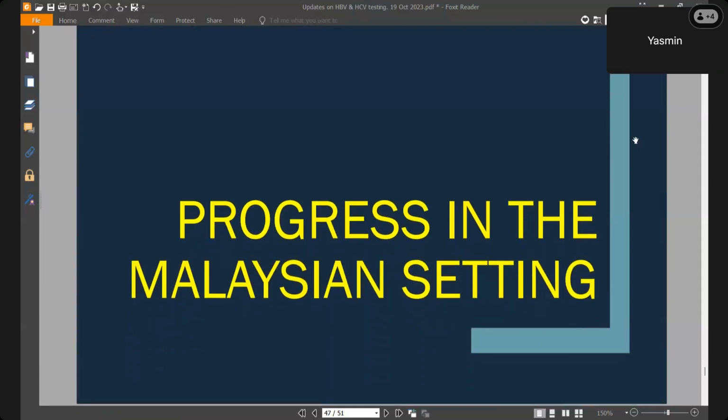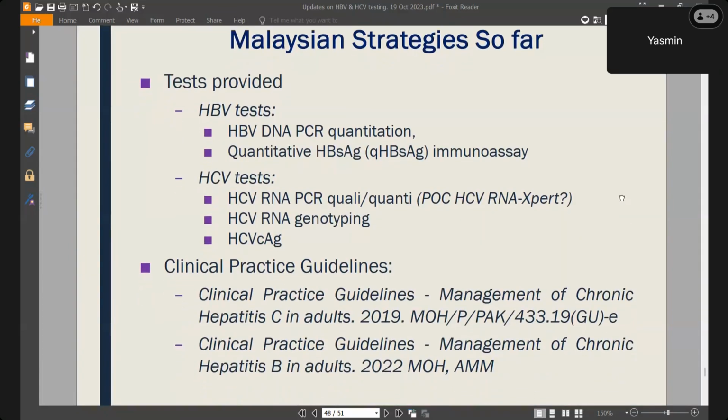Next slide. Last one. This is what we have done so far. Of course, we're still progressing. In terms of tests, for Hep B, HBV PCR quantification is everywhere. Quantitative HBs antigen immunoassay is available, but be careful how you use it. I've seen it being abused, not misused, but abused. They're doing it for everything, and then afterwards they're trying to interpret the results.